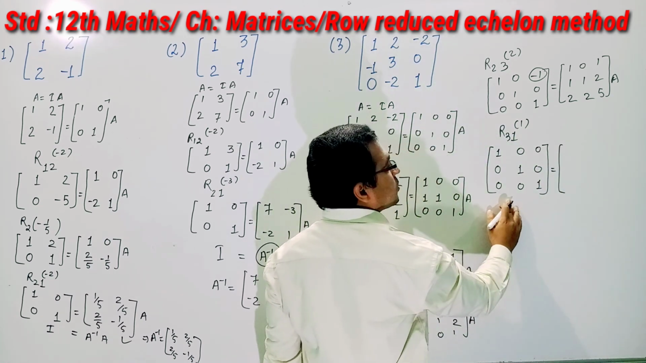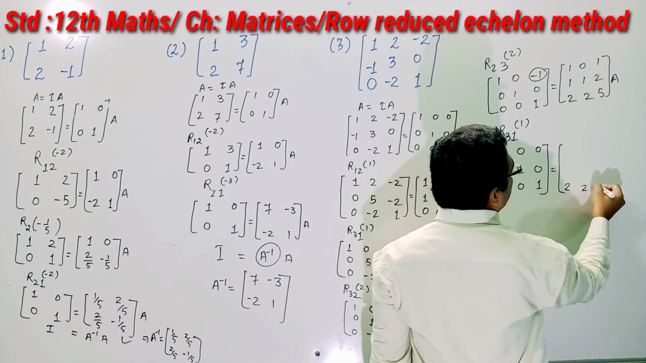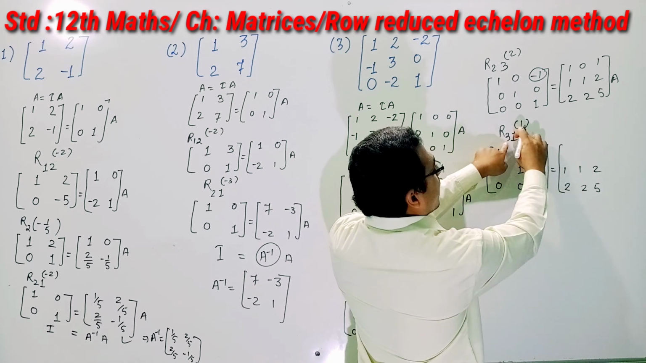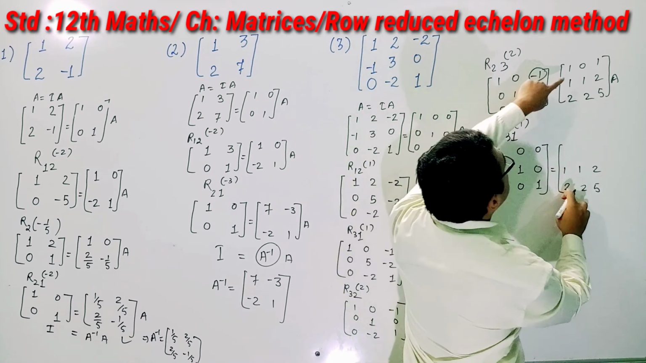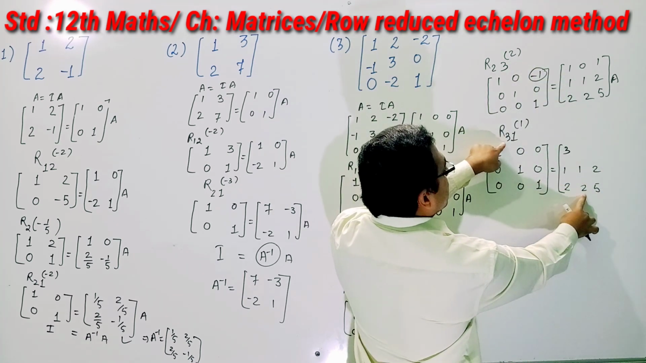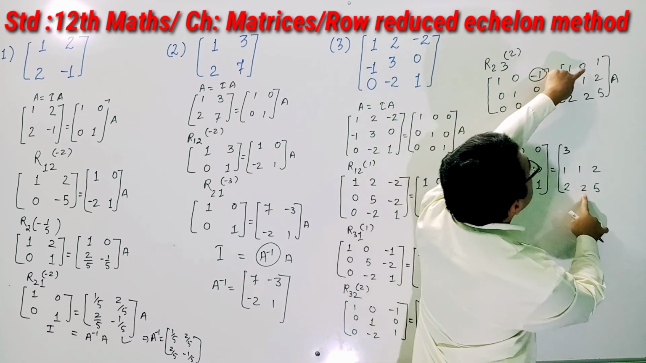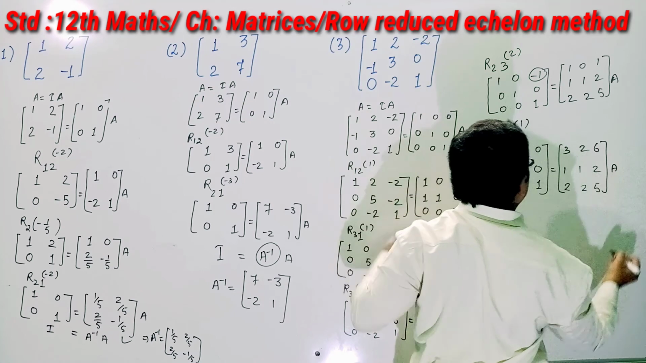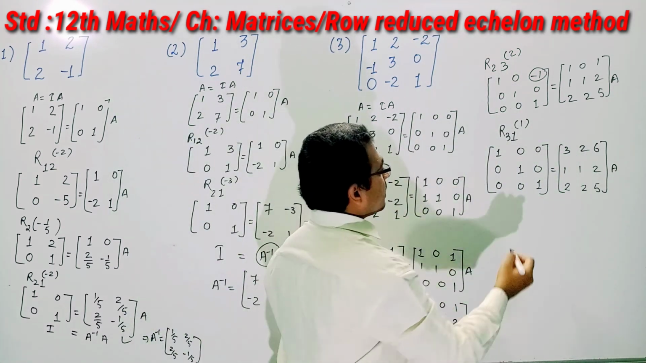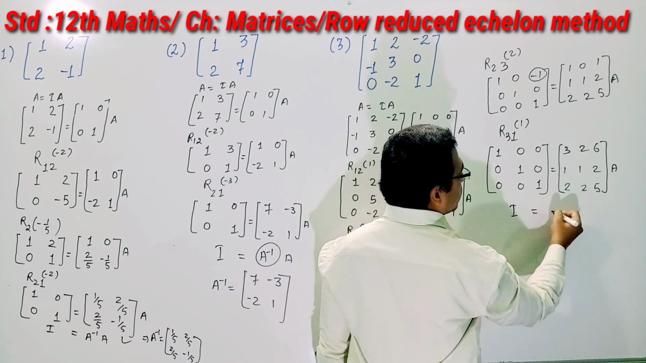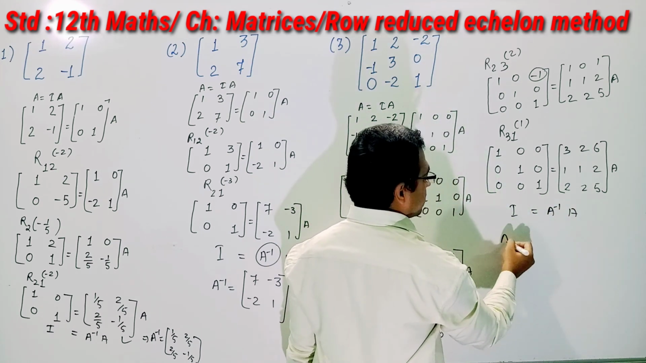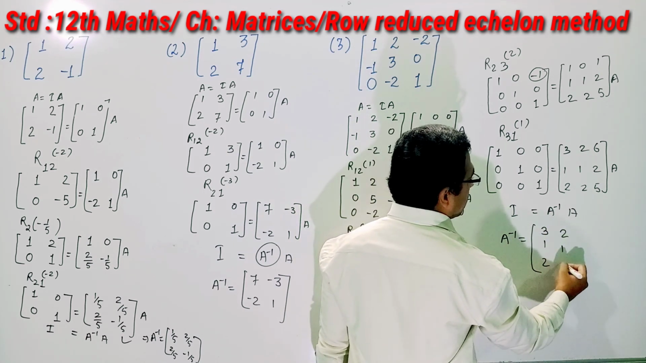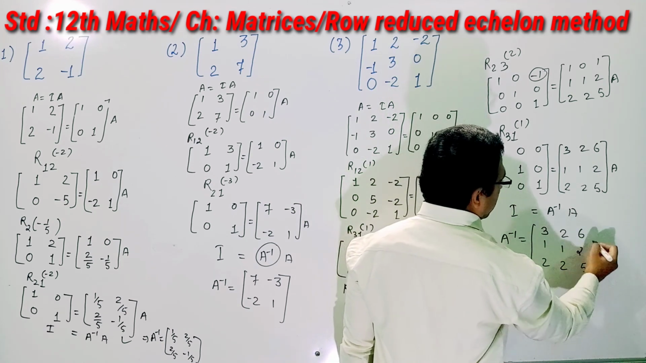Okay. The same operation you will have to do over here. So 2, 2, 5, 1, 1, 2. What have you done? R3 is multiplied by 1 and added to R1, means 2 is added to 1, so 3. Similarly, 0 plus 2 means 2. And here 1 plus 5 is 6. Okay, students. Now you can see that this is I equals A inverse A. So the A inverse is 3, 1, 2, 2, 1, 2, 6, 2, 5.